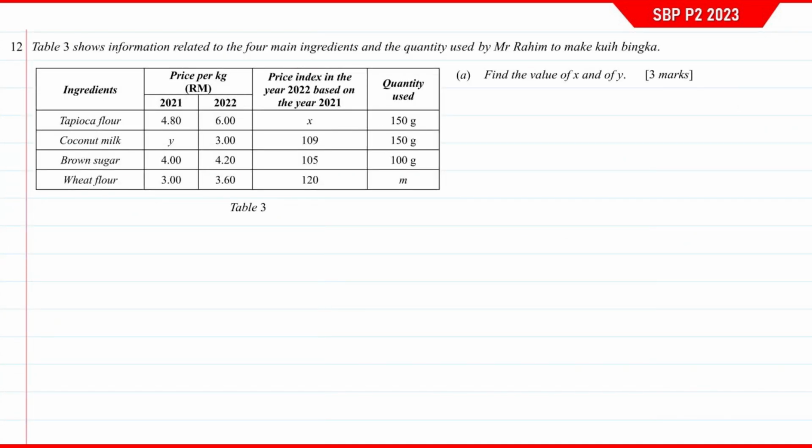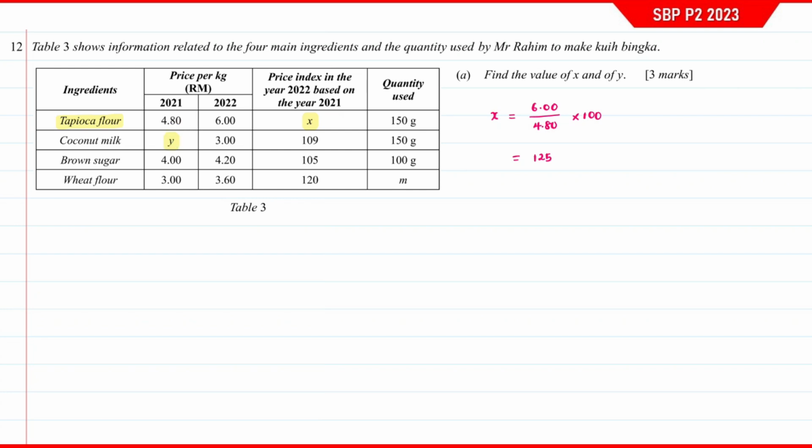Question number 12. Table 3 shows information related to 4 main ingredients and the quantity used by Mr. Rahim to make kueh bingka. A, find the value of x and of y. So X is the price index for the tapioca flour. To find X, it is equal to 6 ringgit divided by 4.8 times 100. The answer is 125.